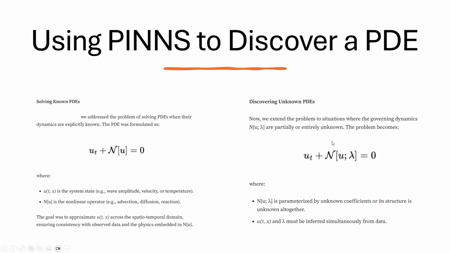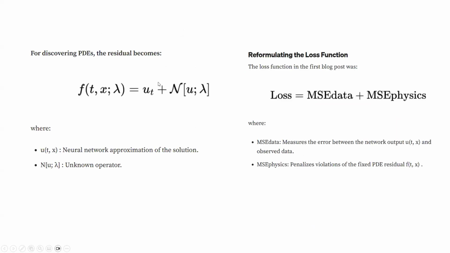So in this case, if this is just the output of the system, and this is the differential equation that we do not know, we put this lambda, just saying that lambda is also a trainable parameter now, since the differential equation is also unknown. So the residual in this case would be the neural network approximation plus whatever the unknown operator should give. This is how we get the loss function, the same thing, but the only difference is now we put additional parameters there.